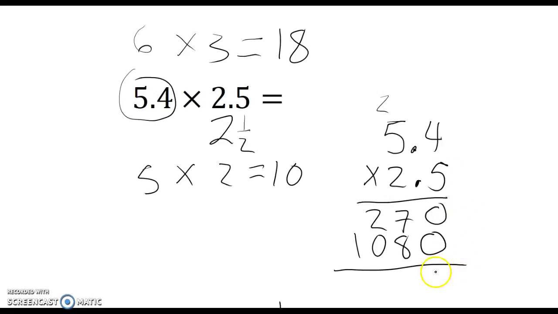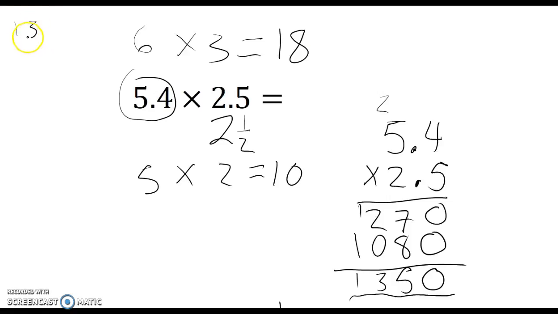Okay, now I just go ahead and solve this. I've got 0. 7 plus 8 is 15. I carry my 1. 1 plus 0 plus 1 is 3. So I get this. Now, there's a problem with this. This cannot possibly be the answer because my answer needs to be between 18 and 10. Now, what's missing is the decimal.